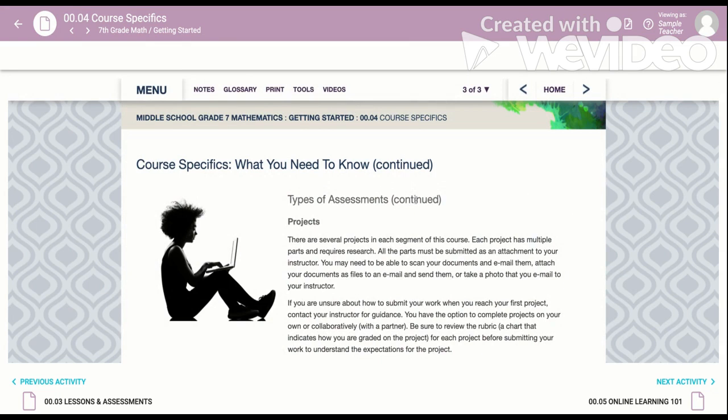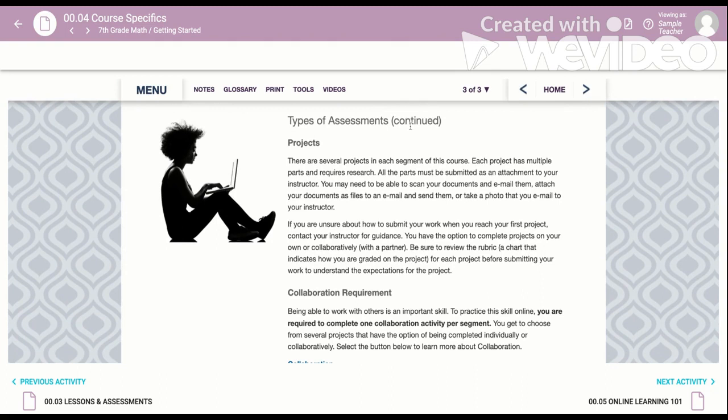Okay, there are also a couple more types of assessments. So you might have a project. It says there are several projects in each segment of this course. Each project has multiple parts and requires research. All the parts must be submitted as an attachment to your instructor. You may need to be able to scan your documents and email them, attach your documents as files to an email and send them, or take a photo that you can email to your instructor.